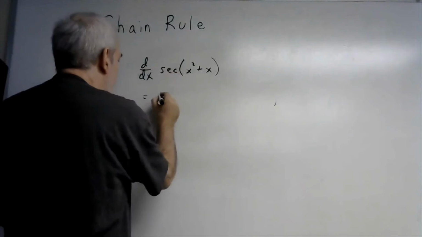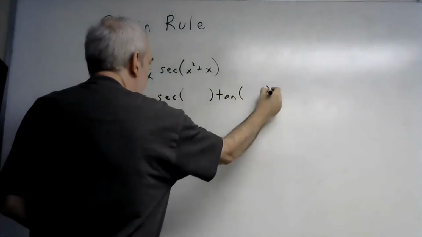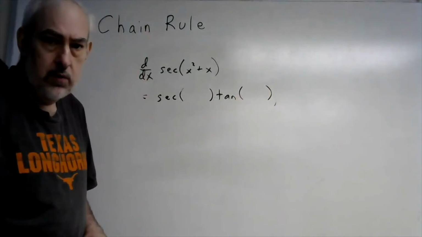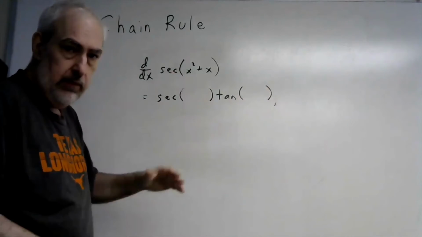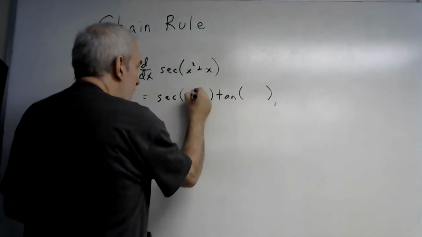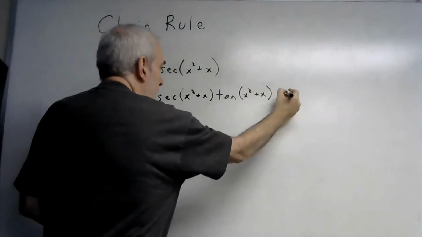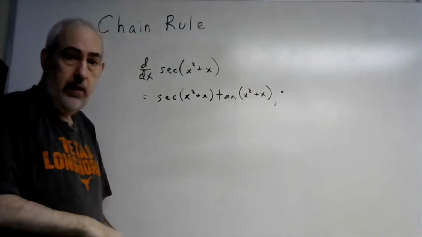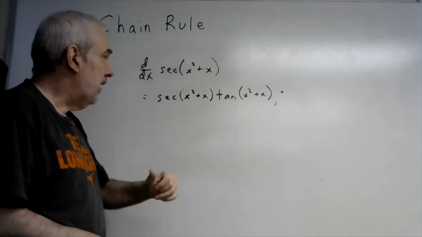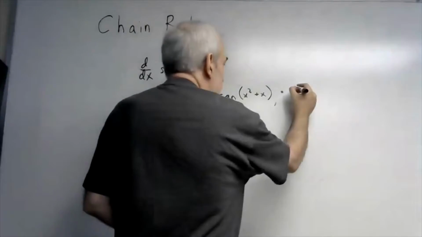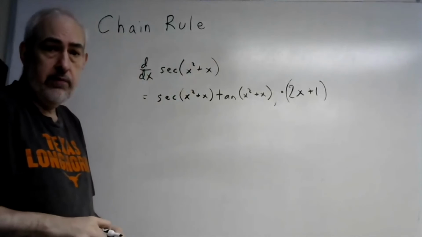So the derivative of the outer function, secant, is secant x times tangent x. But when you're doing the chain rule, you replace this x with whatever's inside here, keeping it the same. So we have to replace both of the x's in the regular formula with x squared plus x, and then times the derivative of the inner function. So the derivative of x squared plus x is 2x plus 1. There, and that's the derivative.